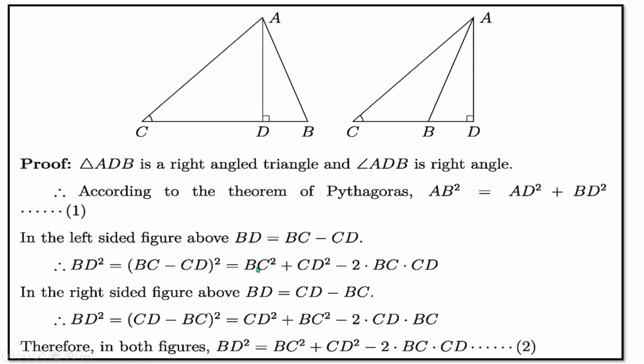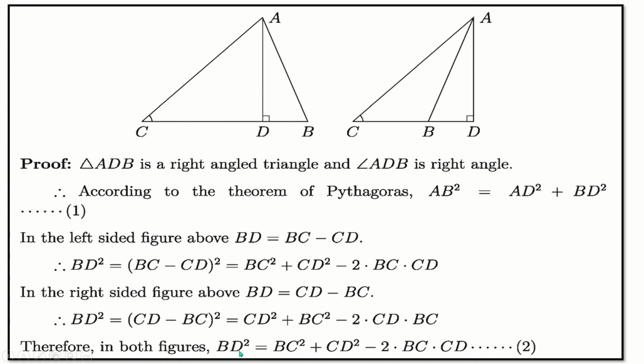(A minus B) whole square means A square plus B square minus 2AB, or we can write A square minus 2AB plus B square. No problem, you can write any one of these. In the right figure, that is also the same. Here CD square minus BC square. So the square result, this and this will be the same. That means here is CD square plus BC square minus 2 into CD into BC. No problem. In both figures, BD square means BC square plus CD square minus 2 into BC into CD.